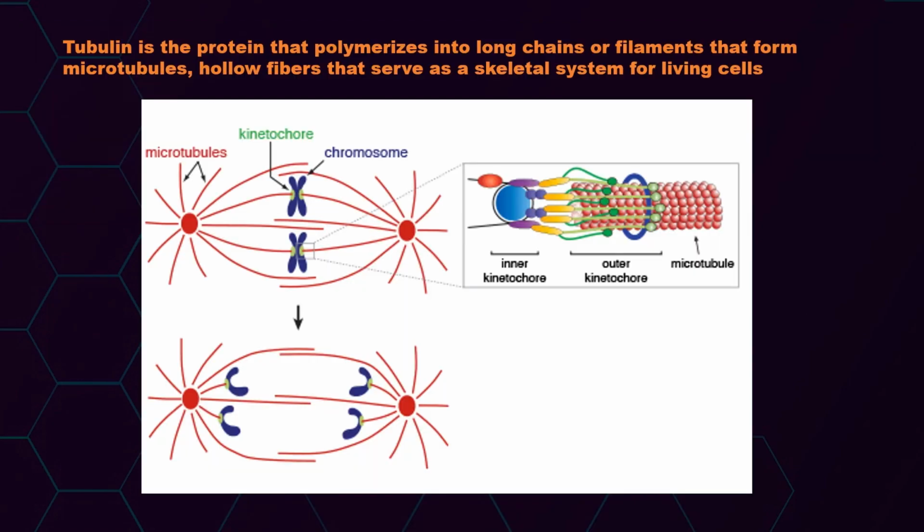So the next protein is tubulin. Tubulin is a protein that polymerizes into long chains or filaments that form microtubules. Microtubules are hollow fibers that serve as a skeletal system for living cells. Tubulins first make dimers of alpha tubulin and beta tubulin. These dimers get polymerized and make a long chain that leads to formation of microtubules. So tubulins are linked with formation of microtubules.